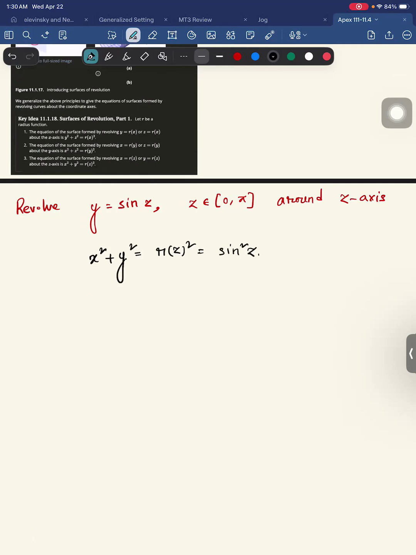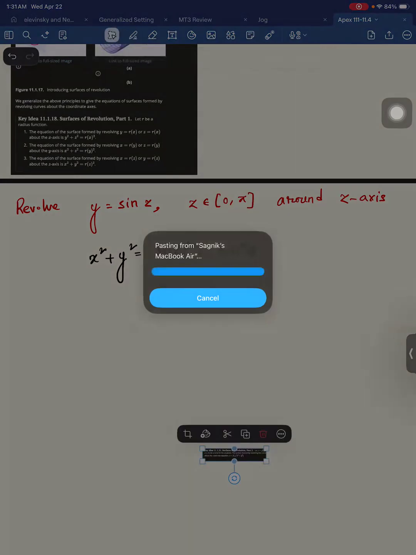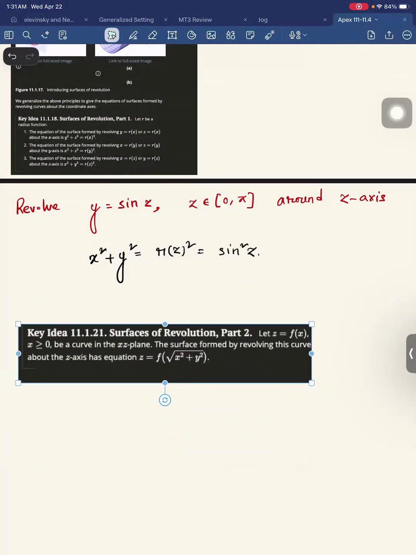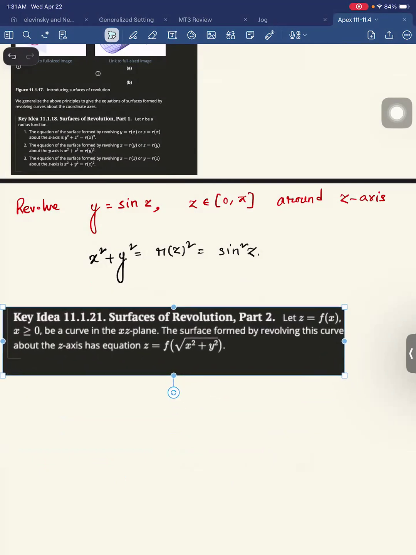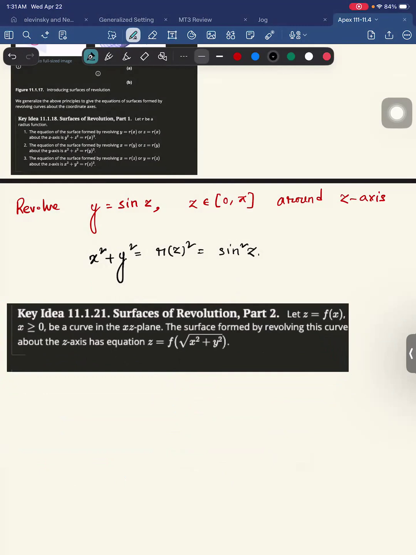Also, there is one more thing I should mention about revolution, which is this. Previously, if the function is in x, you should revolve around x. But if the function is in x, but you are revolving around the other coordinate, what is going to happen? This is the formula.